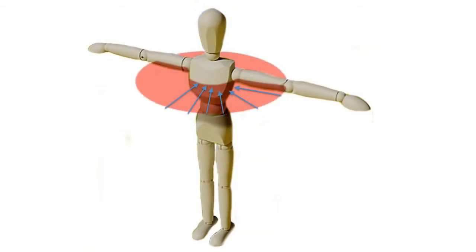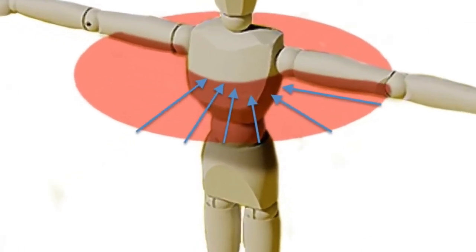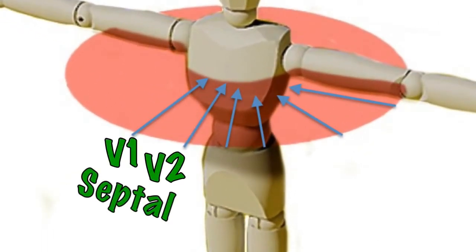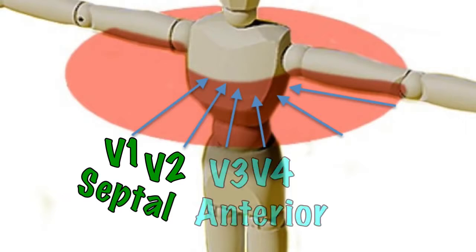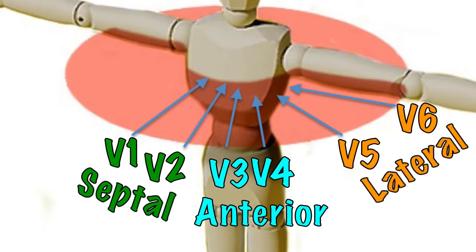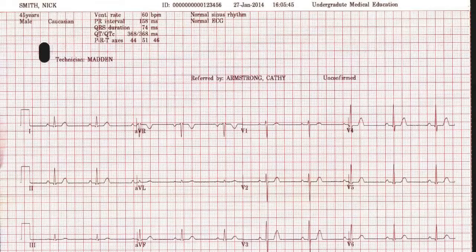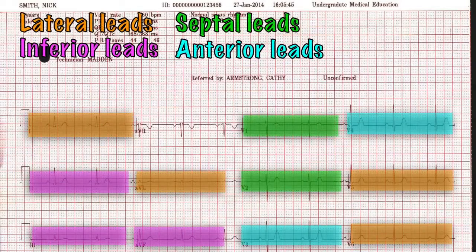There are 6 physical chest leads which look at the heart in the horizontal plane. V1 and 2 look at the heart in the middle or the septum. V3 and 4 look at the front or anterior plane of the heart. V5 and 6 look at the side or the lateral plane. All of these tracings are then recorded on your ECG like this.